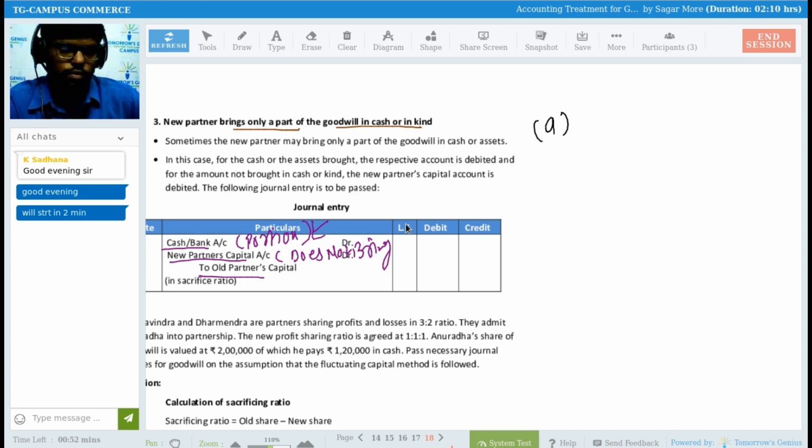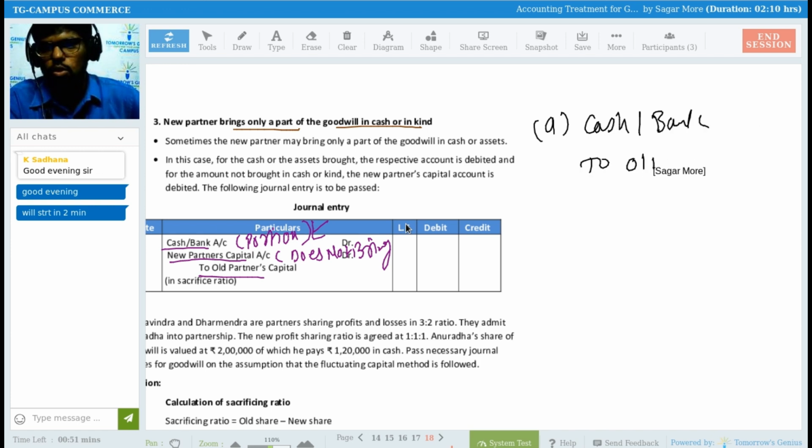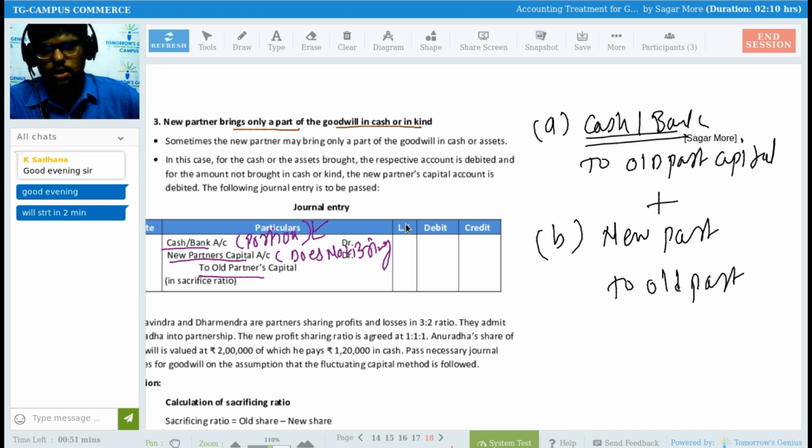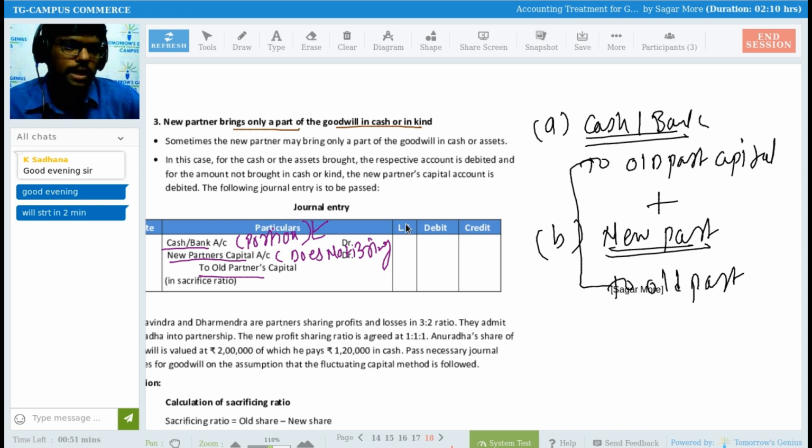Sir, we did the first case now. In the first case, when he brought the amount into the business, we pass the journal entry: cash or bank account debit to old partners' capital. This entry we pass. Then in the second case, we pass a journal entry for not bringing, new partner to old partner. Right. So what I'm doing is combining these two now. If you pass a combined journal entry, what will it be? Cash bank account debit, new partner's account debit, to old partners' capital account. Getting understood now? Yes, sir.